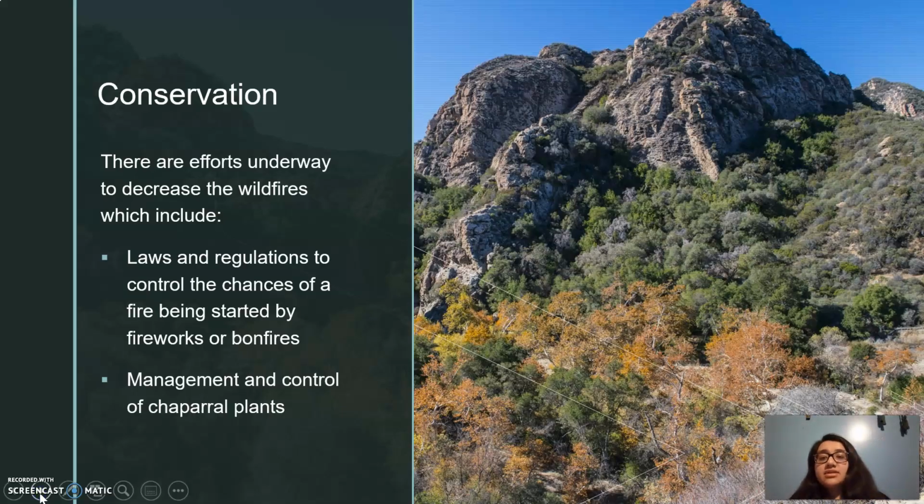Conservation. There are efforts underway to decrease the wildfires, which include laws and regulations to control the chances of a fire being started by fireworks and bonfires. Hopefully, this will be able to stop it. Management and control of chaparral plants has also been one of the things that they have done.